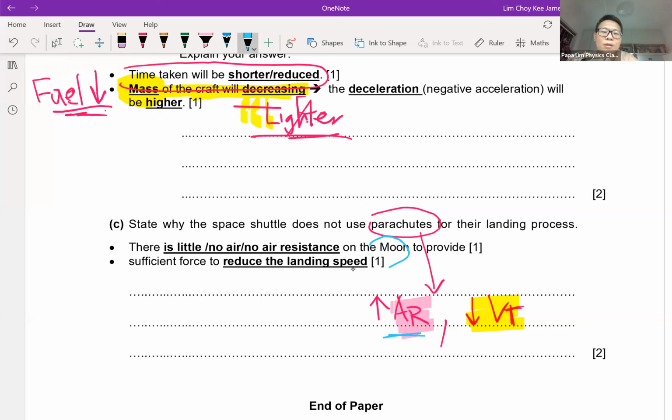And on the Moon, there's hardly any atmosphere. There's hardly any big amount of air. Maybe some minute gases up there, but definitely not enough compared to Earth. So there's little or no air resistance. Because of that, there's no way I can reduce my landing speed. That's one of the reasons why in the landing process 1 and 2, I do not use a parachute, because it's ineffective no matter how big my parachute is. There isn't enough air or air resistance in the atmosphere of the Moon.